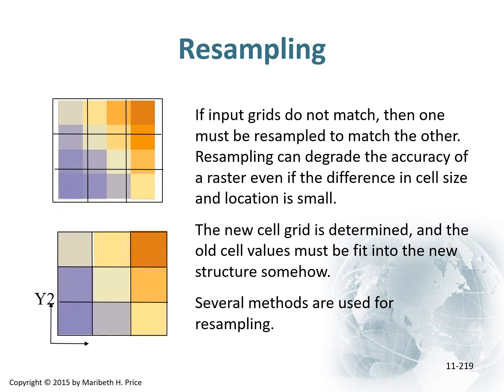Resampling is a common technique that we have to use in GIS, where we have inputs that don't line up. Maybe we have one grid spacing for one data set, one grid spacing for another data set. We try to combine those. The only way we can do that is to resample so that we get a new grid spacing that works.